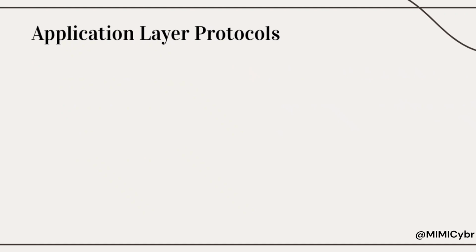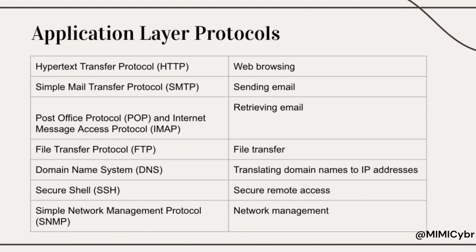Looking at the application layer protocols, these are the common protocols used in the application layer. We have the Hypertext Transfer Protocol, which is HTTP. Everyone probably already knows this, which is used for web browsing. We have the Simple Mail Transfer Protocol, which is used for sending emails. We have the protocols used for retrieving emails, which are the Post Office Protocol, also known as POP, and the Internet Message Access Protocol, also known as IMAP.